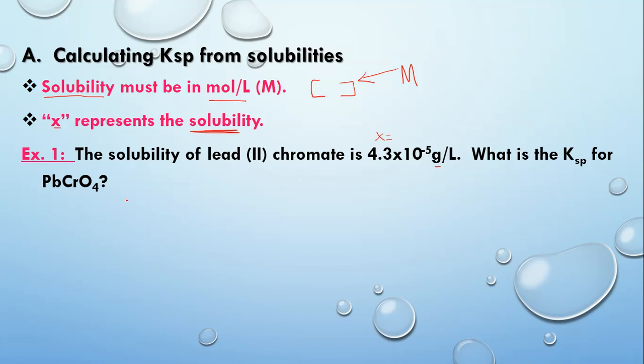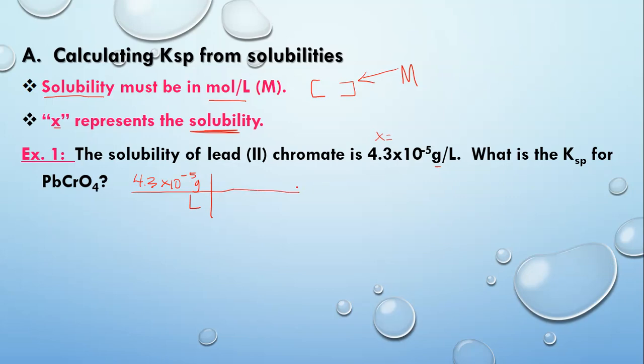Now, first thing I will do is get my units cleaned up. We need to make sure that we have this in moles per liter, not grams per liter. So let's take a look at our units here. 4.3 times 10 to the negative 5 grams per liter is what they gave you. I'm just going to use a little dimensional analysis here. There's a couple of ways you could approach this.